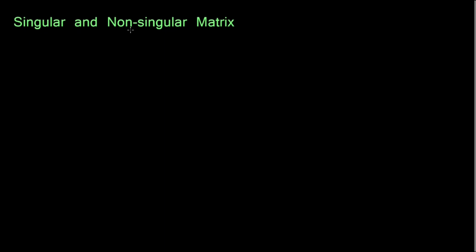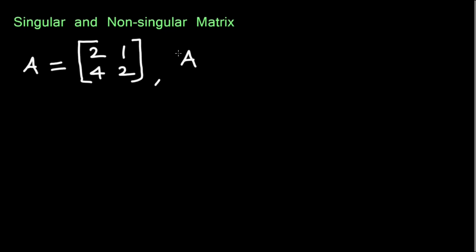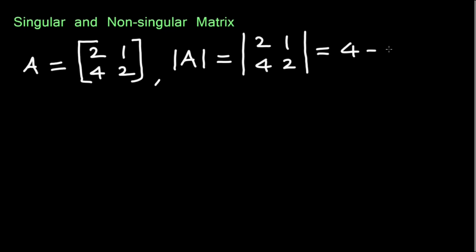Singular and non-singular matrix. Consider matrix A, [2 1; 4 2]. Its determinant will be determinant A equals |2 1; 4 2|. We can evaluate it. It will be 2 times 2 is 4, minus 4. So the value is 0. So when the value of the determinant of a matrix is 0, the matrix is called a singular matrix.